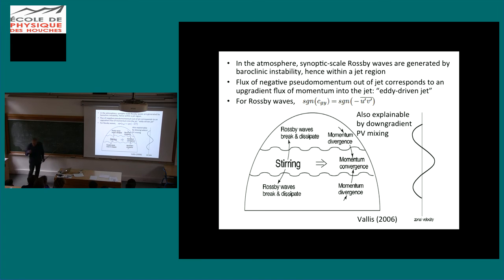So just to say, another way of looking at this is that for Rossby waves, you can show easily just by some algebra that the sign of the meridional group velocity is negative the sign of the momentum flux. So if waves propagate in one direction, the momentum flux has to be in the opposite direction. But you can also understand it from this pseudo-momentum argument. Or you can understand it by down gradient PV mixing, so you can argue for the sign of this Q prime V prime based on the PV gradient.